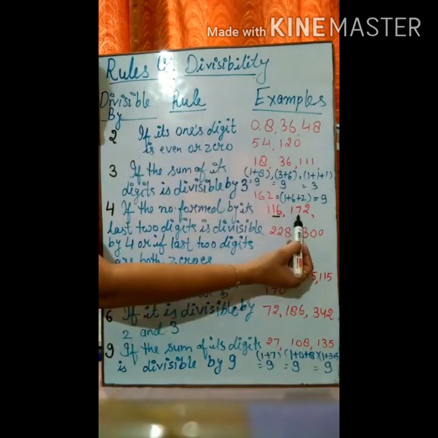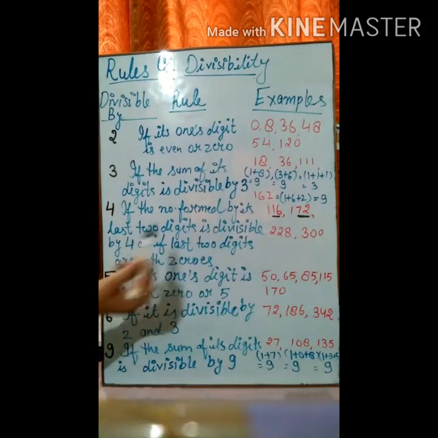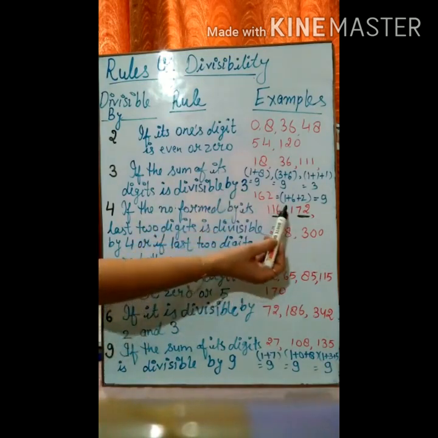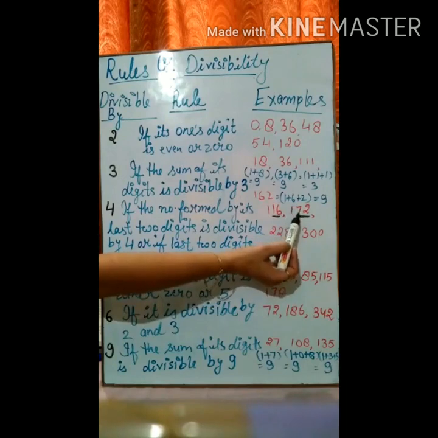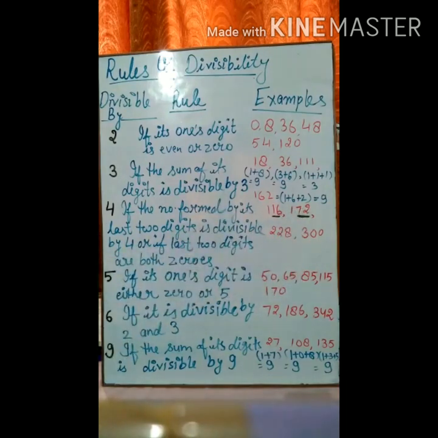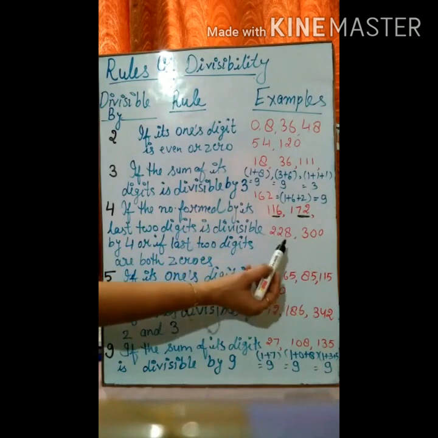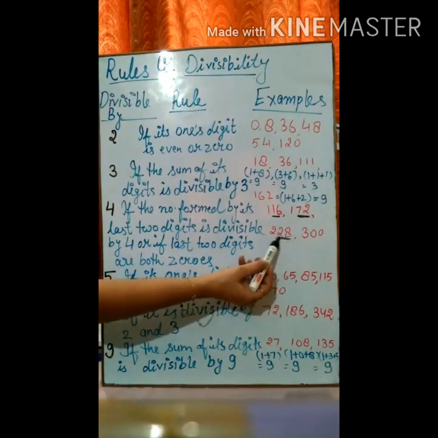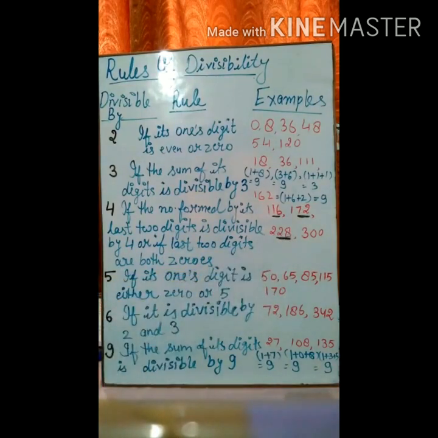Next, 172, last two digits 72, and we know that 72 is also divisible by 4. That's why 172 is also divisible by 4. Next, 228. If the last two digits are divisible by 4, and we know that 28 is divisible by 4, then 228 is divisible by 4.